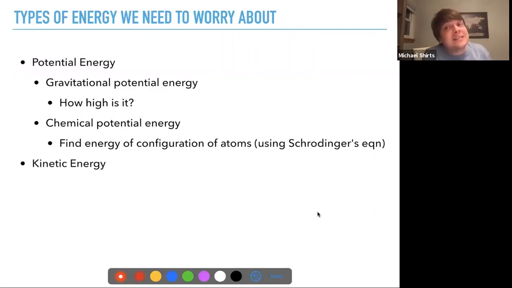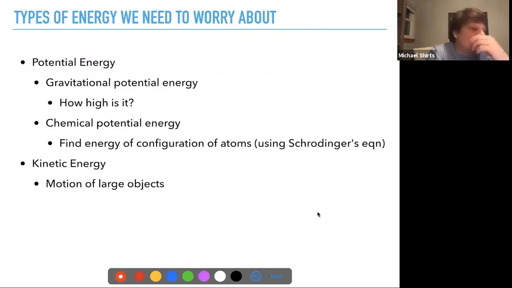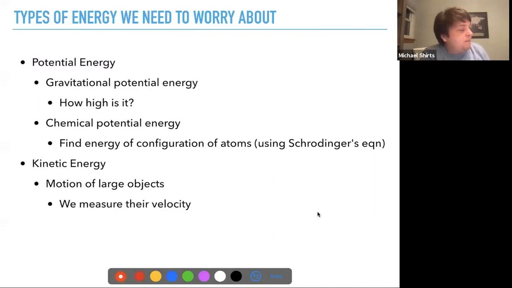Kinetic energy. This is another very important type of energy, and that's what we'd see in the motion of large objects. If you had some fluid flow coming from a higher elevation down, that matters. Weather, as we've seen, we've had some pretty crazy weather. There's energy involved in masses of air coming down the mountain, picking up kinetic energy from that descent. So we measure their velocity if we're interested in the kinetic energy of large objects.